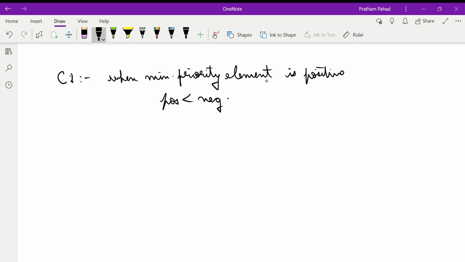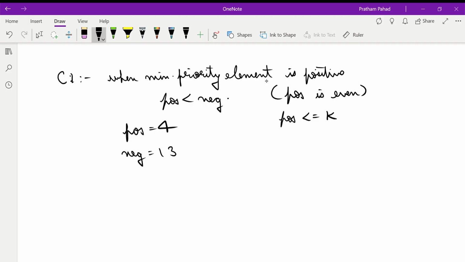Okay, and your positive count is even, that means the frequency of positive numbers is even, and your positive count is less than or equal to k. For example, let's say you have 4 positives, 13 negatives, and your k is 4. So you have 4 positives, which will give the answer as positive only. You will not get a negative answer in that case.